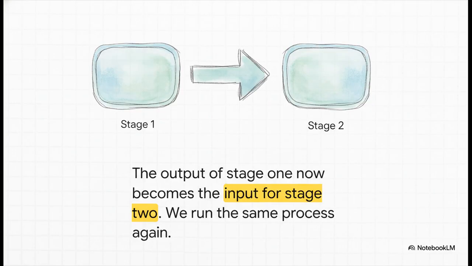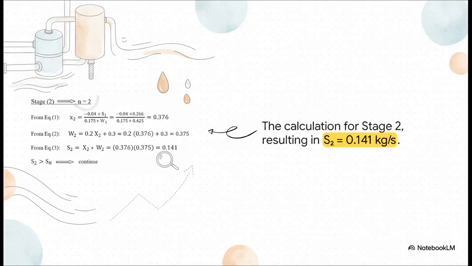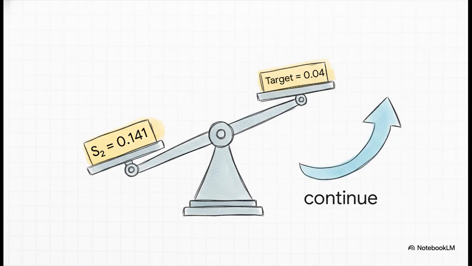And here's where the loop really kicks in. The output from stage 1 now becomes the input for stage 2. We just take our new values and run them through the exact same process all over again. And after we run the numbers for stage 2, we get a new result. We're now down to 0.141 kilograms of oil. Hey, we're making progress. We're getting closer. Time to check again. Is 0.141 less than our target of 0.04? Nope, still not there yet. So 2 stages aren't quite enough either. Let's go for a third.